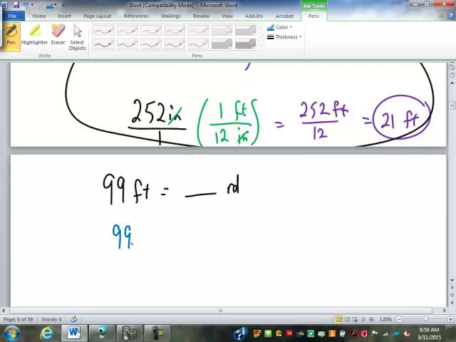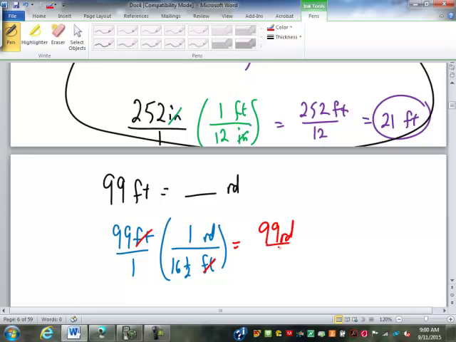But 99 feet over 1. Feet, rods, 1 rod is 16.5 feet, 16.5 if you would rather do that. Feet cancel out. 99 times 1 rod is 99 rods. 1 times 16.5 is 16.5. Dividing that out gives us 6 rods.